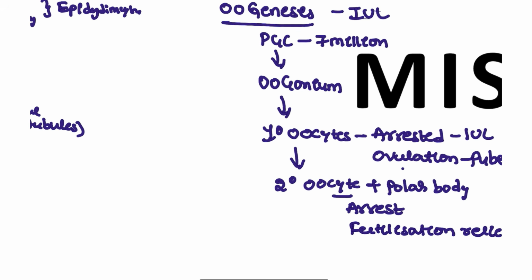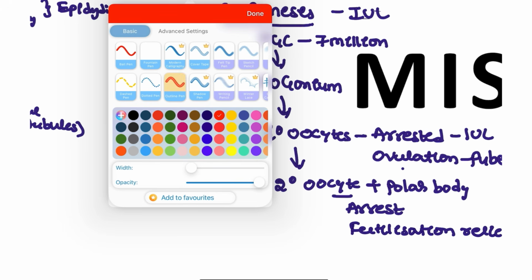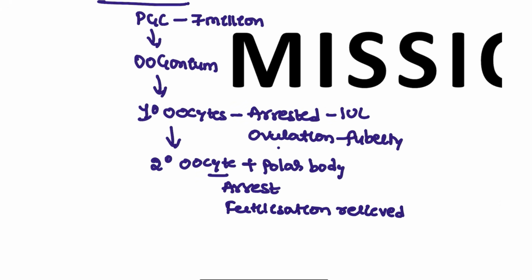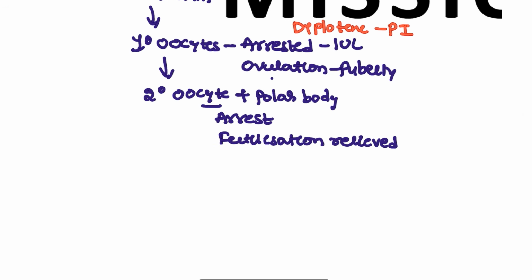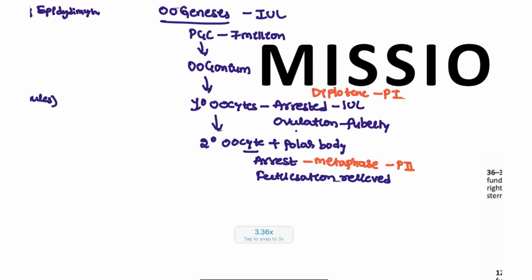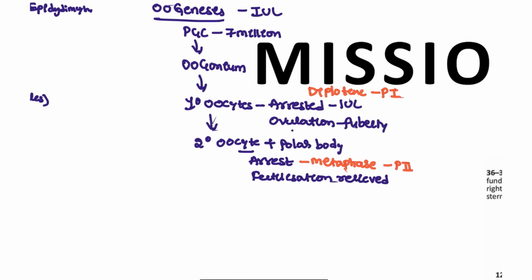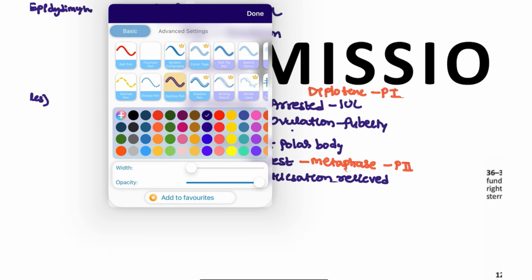Okay, so what are these events? What are the arrests that happen? The first arrest happens at the diplotene stage of prophase 1. The second arrest happens at metaphase of meiosis 2. So these are the first arrest and the second arrest that happen in the female.